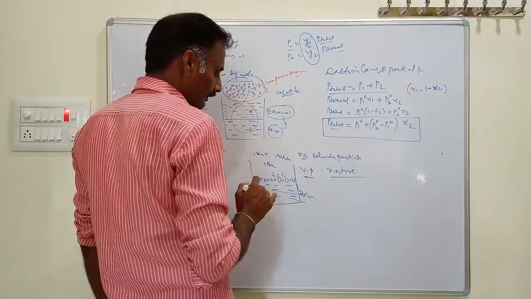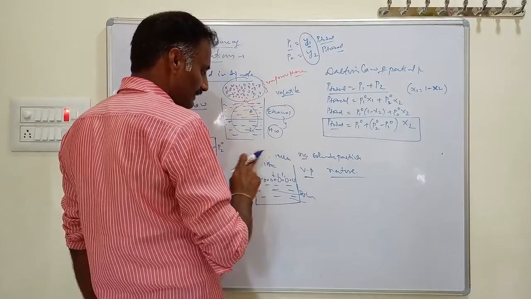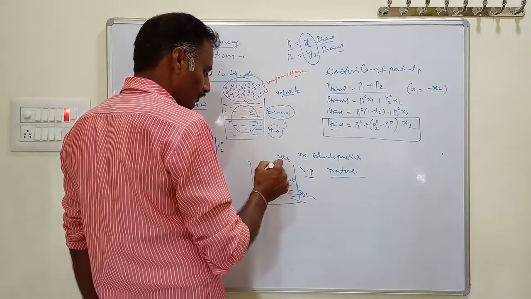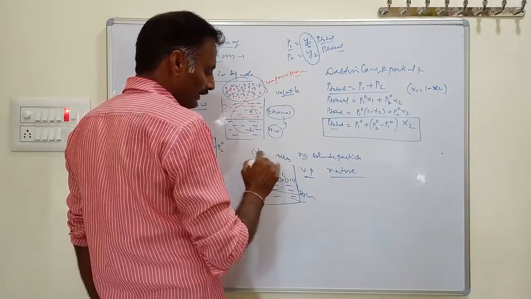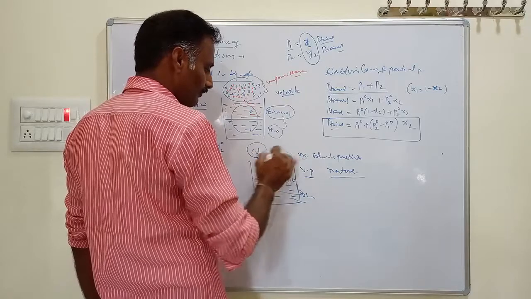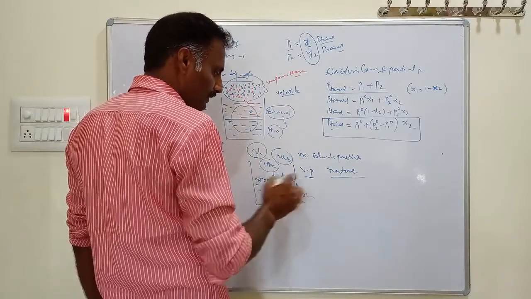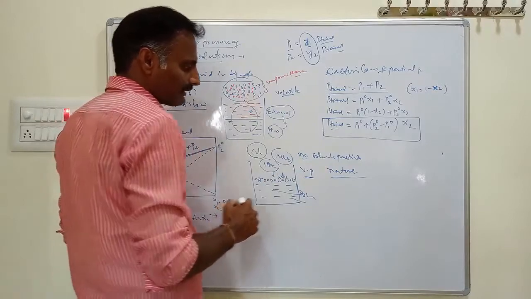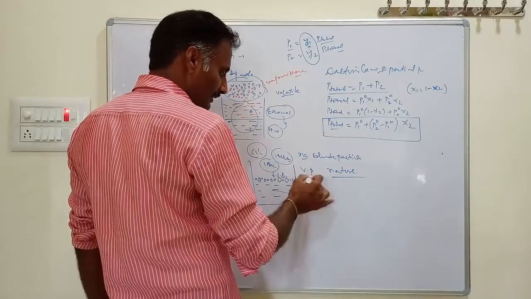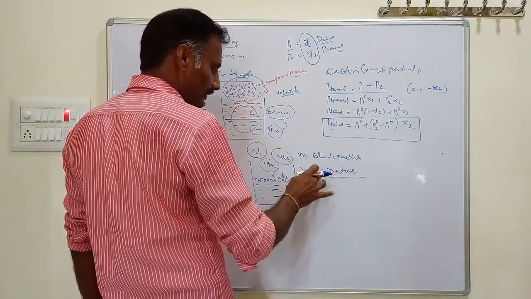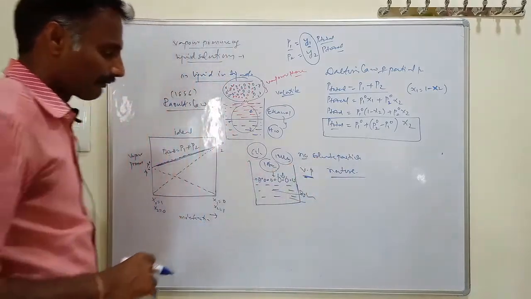Sorry, don't take NaCl here; take 1 mole of urea, 1 mole of sucrose, 1 mole of glucose. Then by adding 1 mole of glucose, urea or sucrose, the decrease in vapor pressure should be the same. That means the decrease in vapor pressure depends upon the number of solute particles, but not their nature.